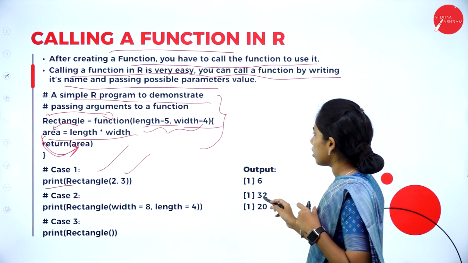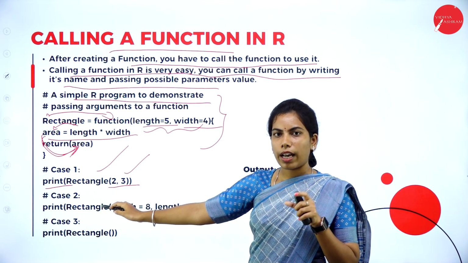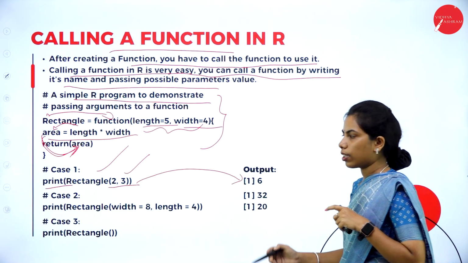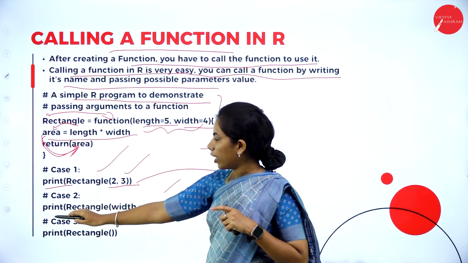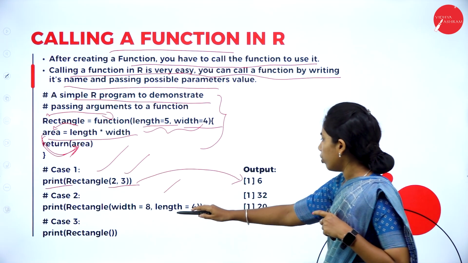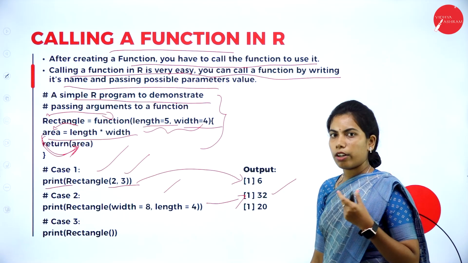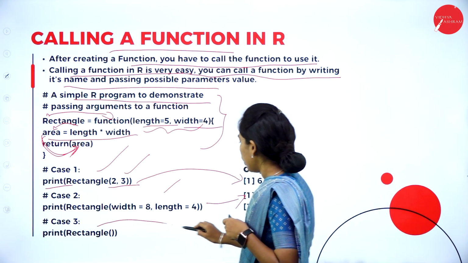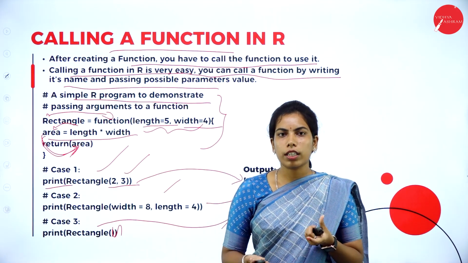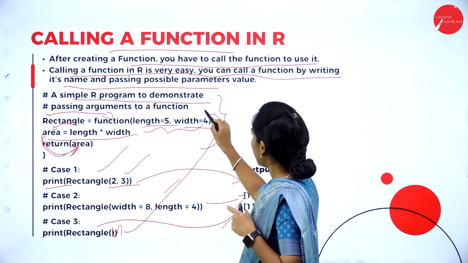Why? Because whenever we first assign the values to the function, it will be executed. So that's why 6, 2 into 3, 6. In the second case, again print, call the rectangle, and also width is equal to 8, length. When you multiply 8 into 4, you get 32. For the third case, only rectangle, open and close parenthesis, but there are no arguments because it is the default function. We can also say this is the default function.